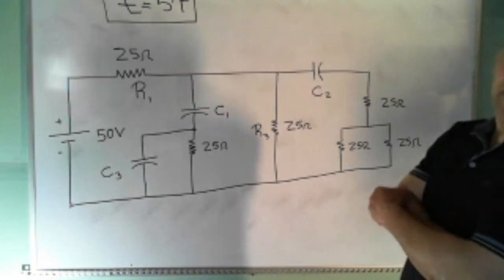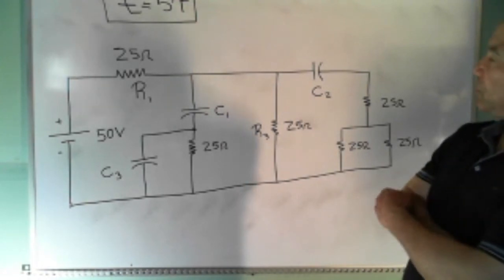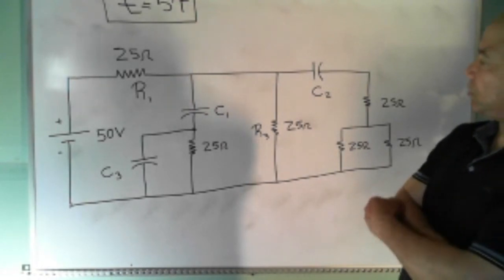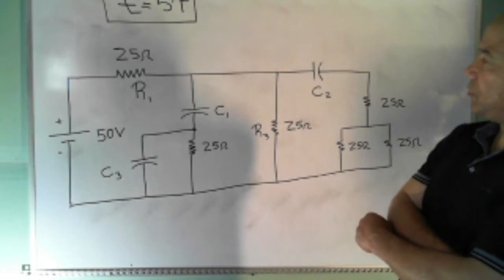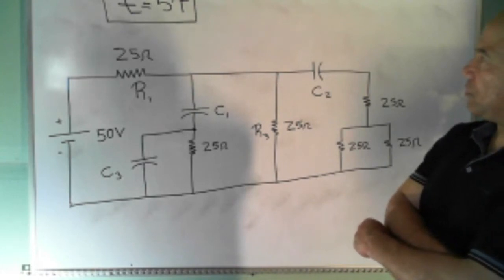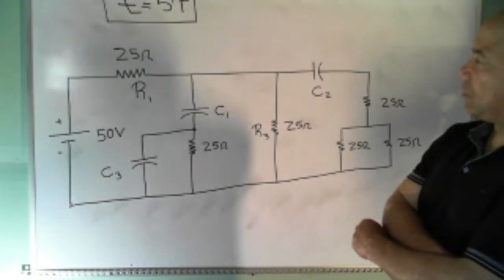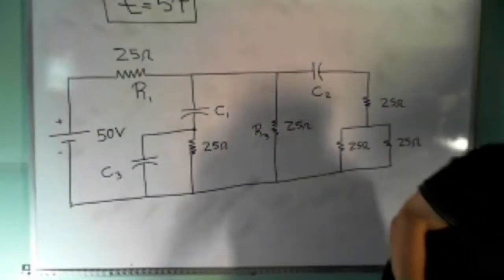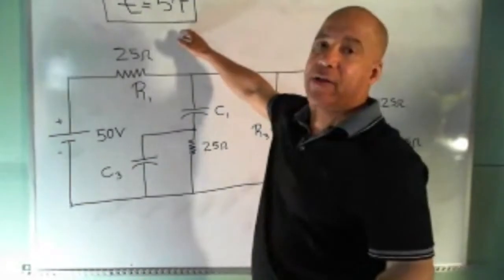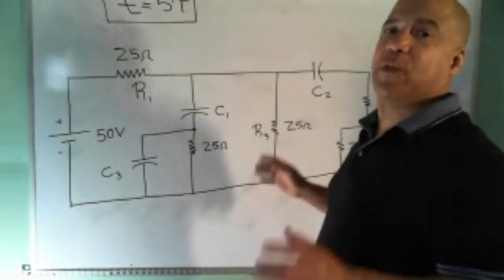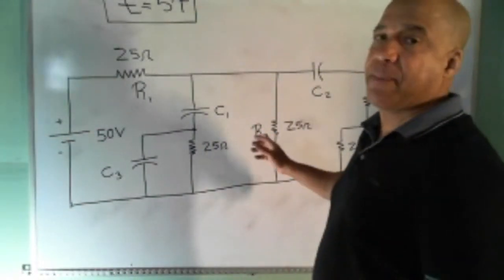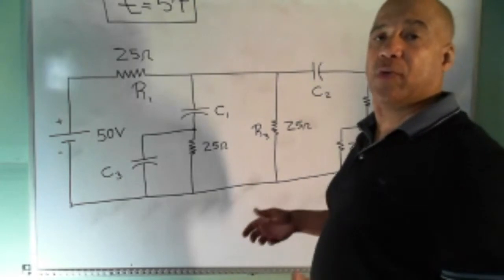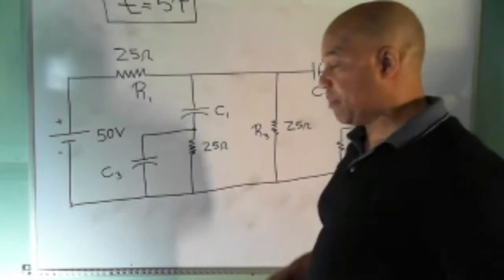So what happens here? Tell me what happens. The caps are open circuits. Okay, so Kevin says the caps are open circuits. So on the exam, if I say 5 tau or greater, you got to open up the caps. The question is, when you open up the cap, how does that affect the current through a resistor or the voltage across it? So let's think about it.